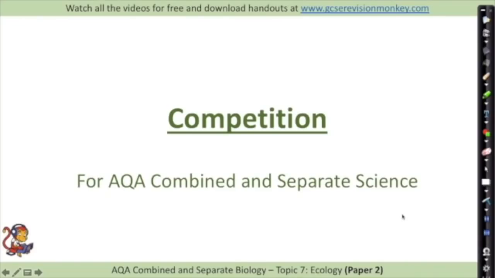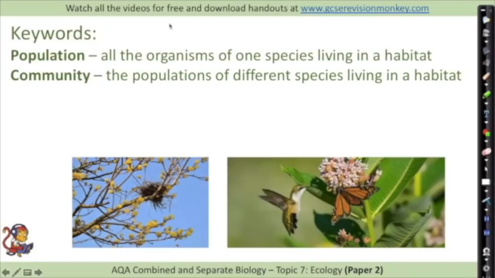First of all then, we'll look at the idea of competition. And firstly, we'll look at a couple of key words that are important in this topic. The first one is population. And with population, that means all of the organisms of just one species living in a habitat. For example, you could have a population of elephants, or you could have a population of water lilies. Community is the populations of different species living together. So, for example, we might describe a woodland community which comprises a number of different species, including owls and beetles, etc.